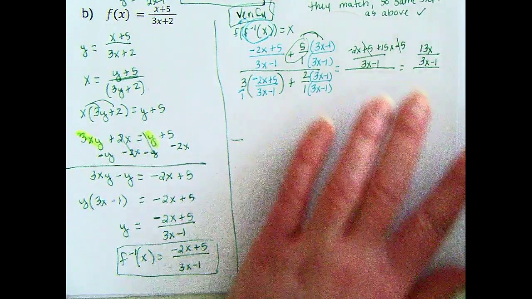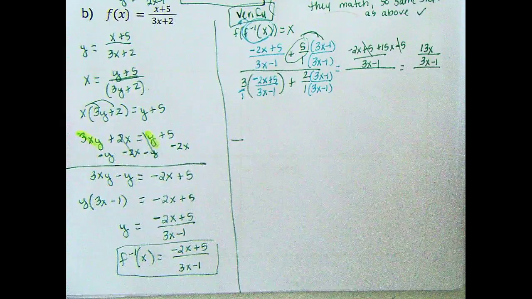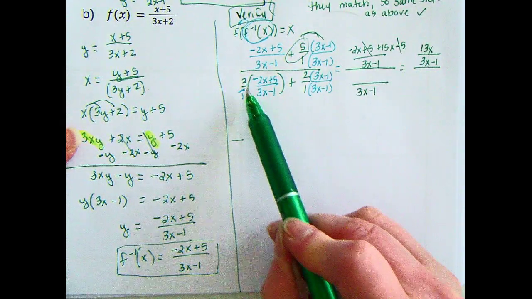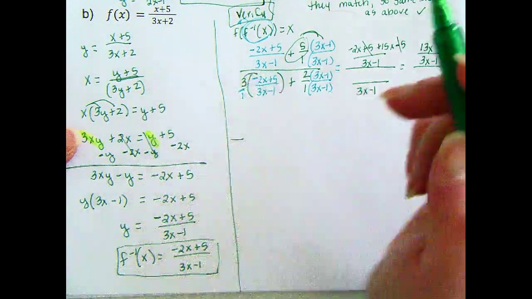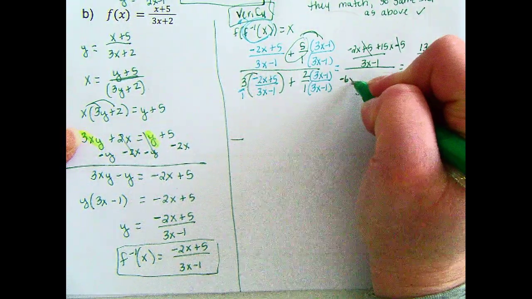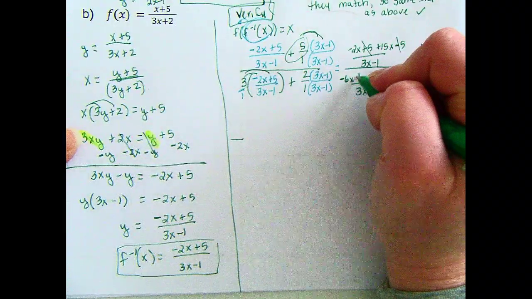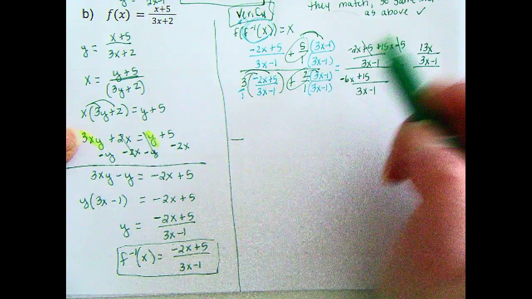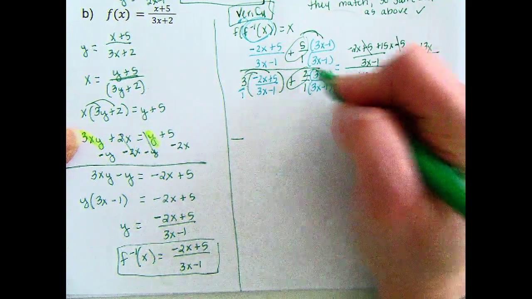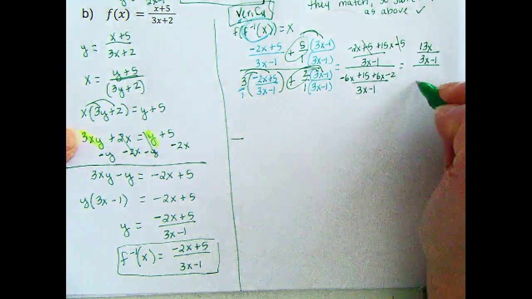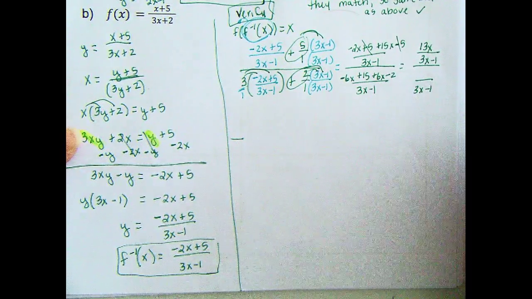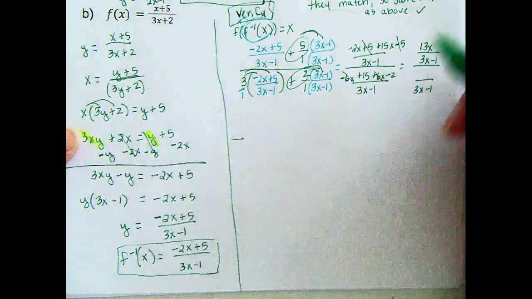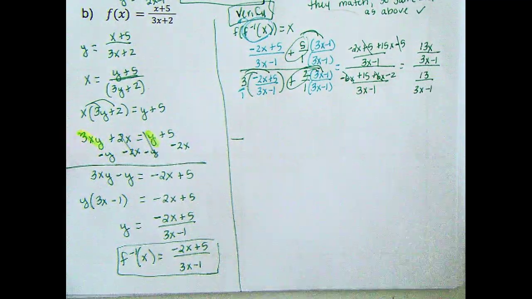Trying to leave room because I hope I can flip up in that space. On the bottom, here's my common denominator, 3x minus 1. I have to distribute this 3. 3 times negative 2x is negative 6x. 3 times 5 is positive 15. Also distributing a positive 2. 2 times 3x is 6x. 2 times negative 1 is negative 2. Here's my common denominator. Again, something should cancel. Negative 6x, positive 6x. 15 minus 2 is 13.